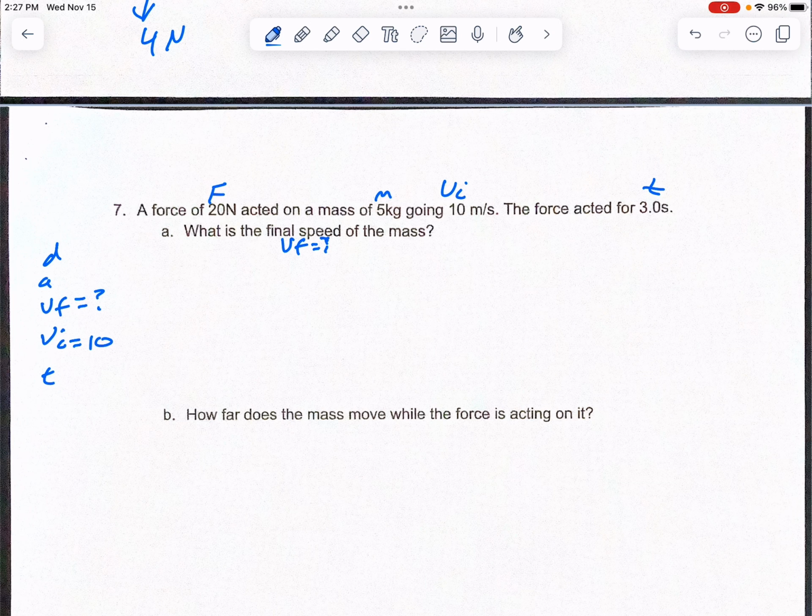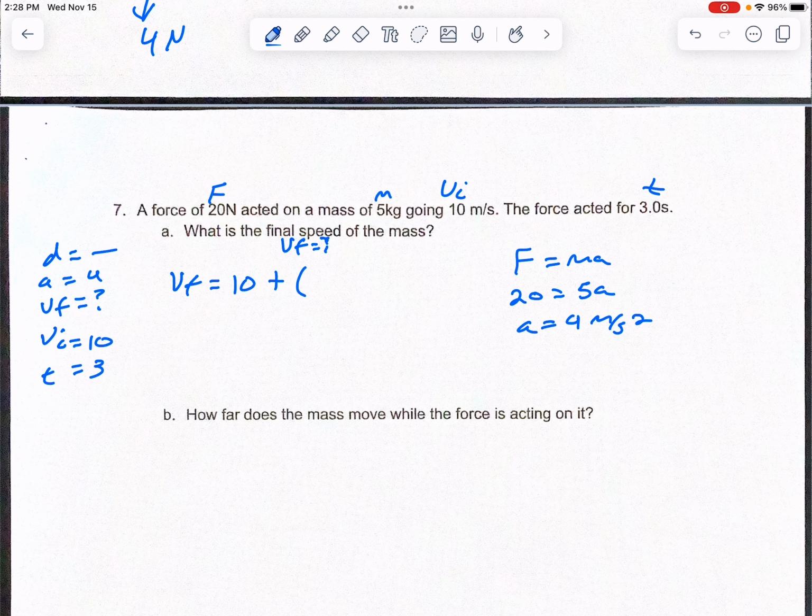VI is 10. My time is 3. I don't have enough to do it, but I have a force and I have a mass. So 20 equals 5 times A. Divide both sides by 5, and the acceleration is 4 meters per second squared. Now I can bring that over to Daffy T. That means we did not care about distance, so we're going to use equation number 1. VF equals VI plus AT. So VF equals VI, which is 10, plus A, which is 4, times T, which is 3. So basically, in this case, 10 plus 12, and that's going to give me a final velocity of 22 meters per second.